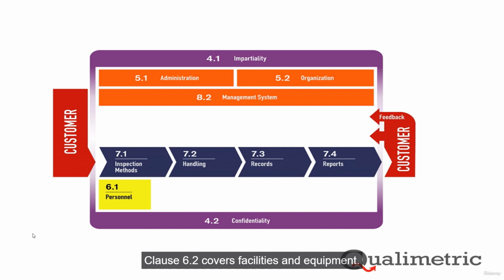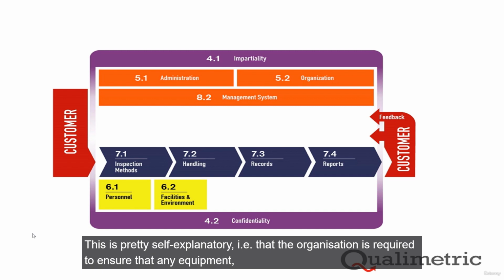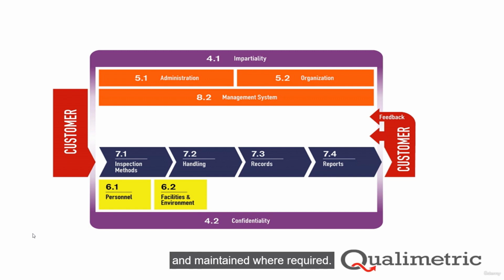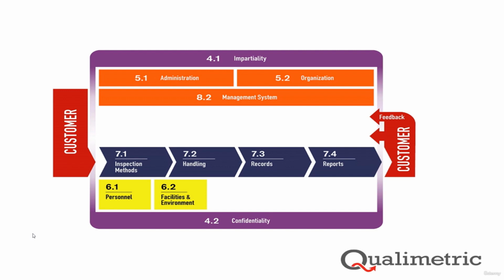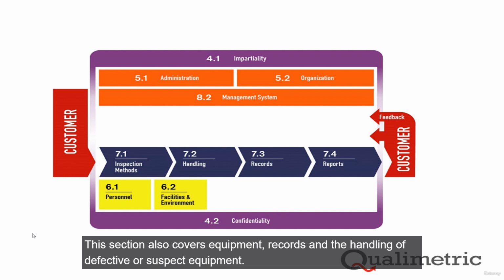Clause 6.2 covers facilities and equipment. This is pretty self-explanatory, i.e. that the organisation is required to ensure that any equipment, including software, facilities, are controlled, suitable, adequate, and the equipment is calibrated and maintained where required. This clause also covers purchasing of products or services that may affect the quality of the inspection work performed. This section also covers equipment records and the handling of defective or suspect equipment.